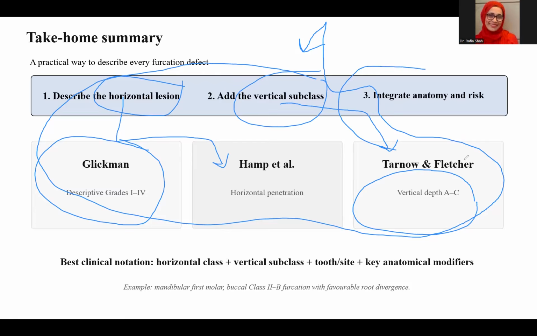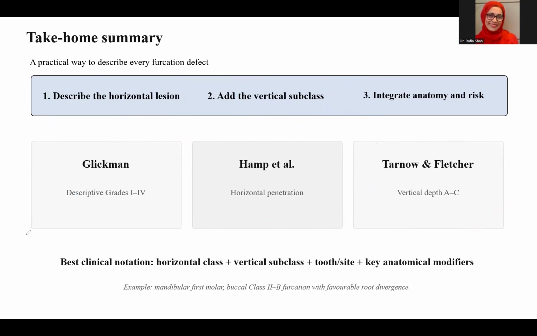There are also some anatomic and risk factors. They act on the treatment plan. The presence of these factors can also alter our treatment decision and can also act on the prognosis of the tooth. So they collectively shall be taken into view before beginning any treatment of any case with furcation invasion.